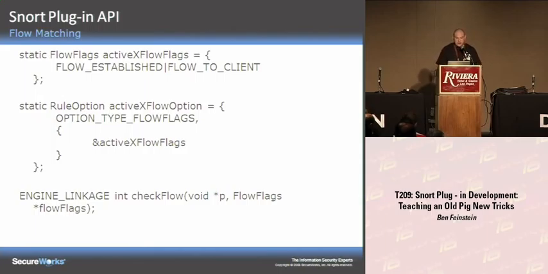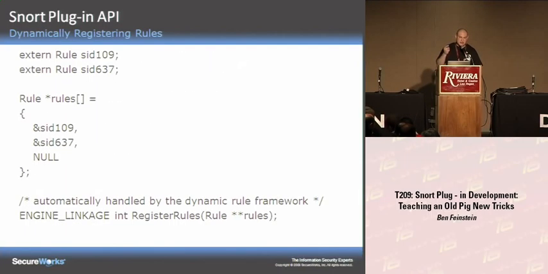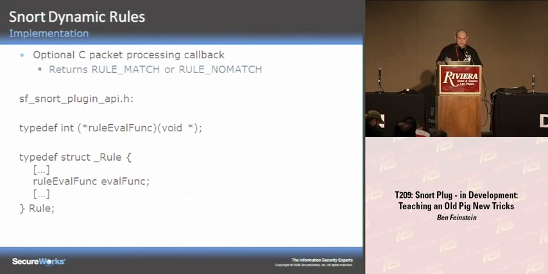Same thing with flow. Establish to client, to server, wrap it in an object. You've got a function call to check if the flow is matched. So here's how you create this rule structure for a dynamic rule file. You have two other C files that are going to find this rule struct. You have a null terminated array of pointers to rules, and then the engine itself is going to call register rules on that array, which will then internally fix up the pointers, all that stuff, and add it to the engine.